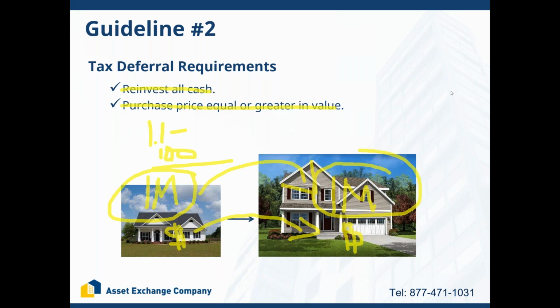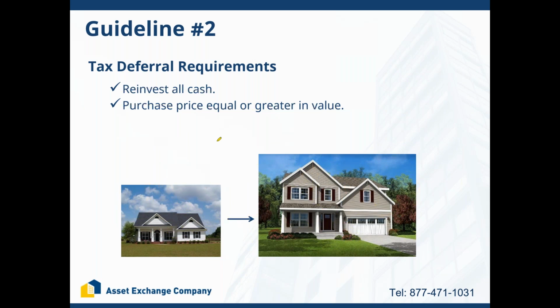Now, you might not have enough cash in the exchange account to buy $1 million worth of property. So you can do one of two things. Number one, you can go out and get another loan, right, to come up with the difference. Or number two, you can contribute additional cash out of your pocket, all right? So a lot of people think in a 1031 exchange that they have to replace their debt. Now, most people will, but you don't have to because you can always contribute additional cash out of your own pocket if you don't want to go out and get a loan, all right?